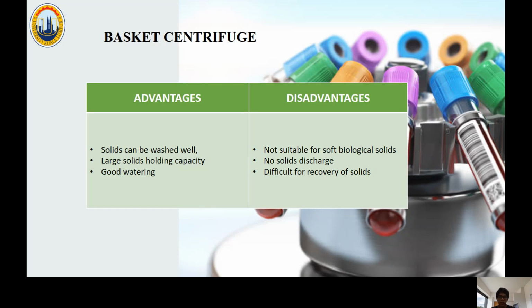Basket centrifuge also has its own advantages and also disadvantages. For the advantages, solids can be washed well, and it has large solids holding and dewatering. For the disadvantages, it is not suitable for soft biological solids, there is no solid discharge for the basket centrifuge, and it is also difficult for recovery of solids.